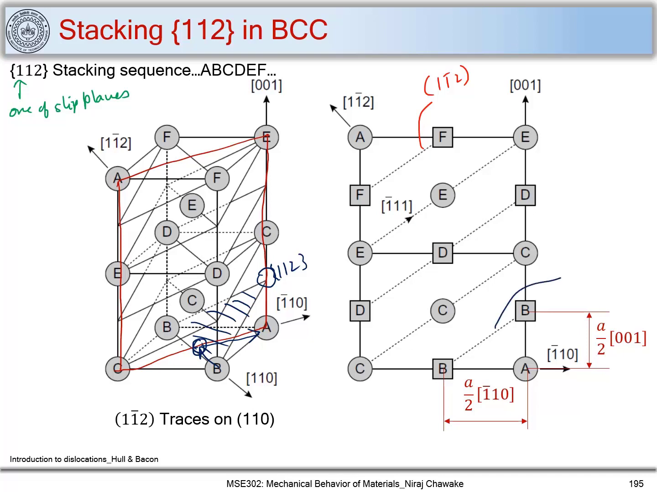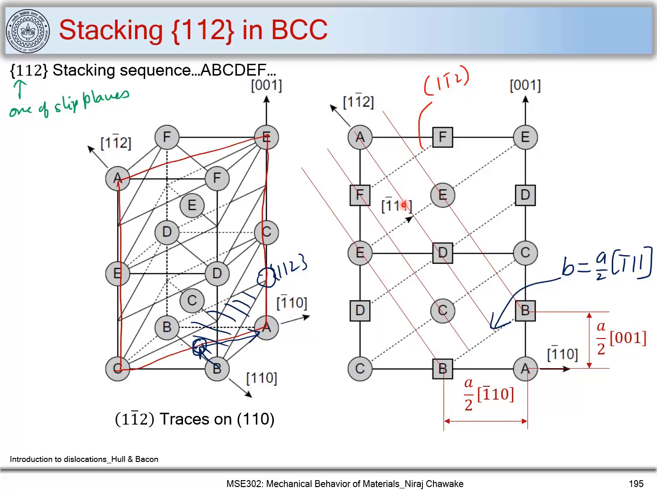So this will be our Burgers vector, which is b, and it will be given as A by 2 bar 1 1 1. So you just have to add these two and you get this vector, which is b, Burgers vector A by 2 bar 1 1 1. Similarly, all this C to C or D to D, E to E, F to F will be Burgers vector. Now let's mark some planes over here.